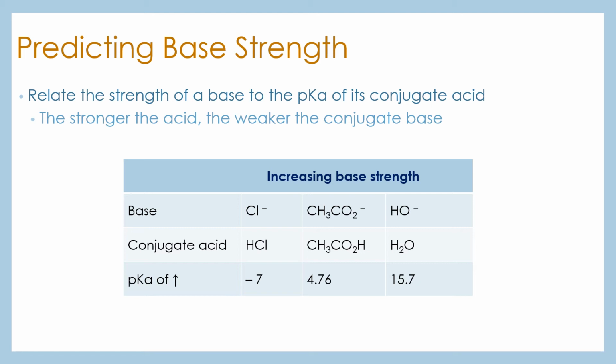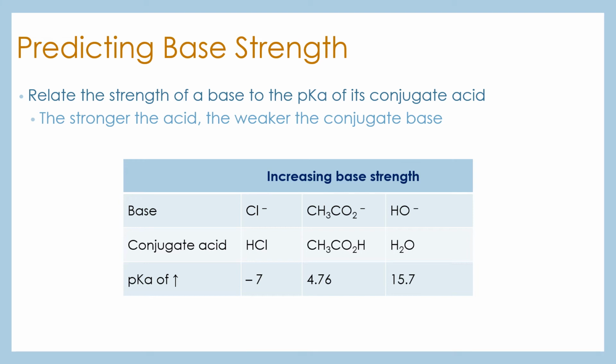So let's talk about predicting base strength. You can relate the strength of a base to the pKa of its conjugate acid. The stronger the acid, the weaker the conjugate base. Now, you can also use pKb to do this, but you're going to be asked to memorize a whole bunch of pK values. If you know those pK values, then you already have the information you need to determine the base strength, because the more acidic something is, the weaker its conjugate base.